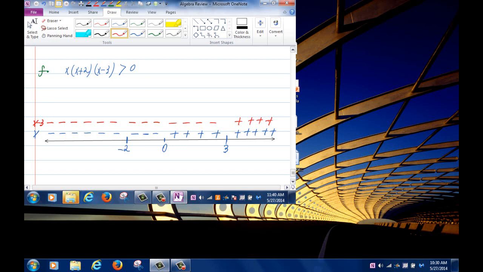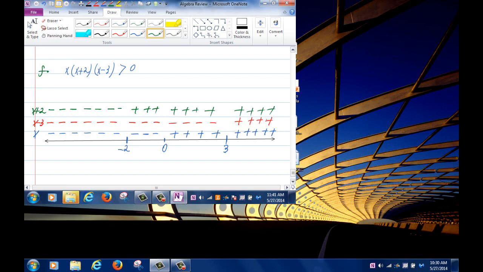Okay, we do the same thing for x plus 2. What can I say about x plus 2? When x is less than negative 2, is that positive or negative? It's negative. When x is larger than negative 2, it's positive. Everybody's okay?